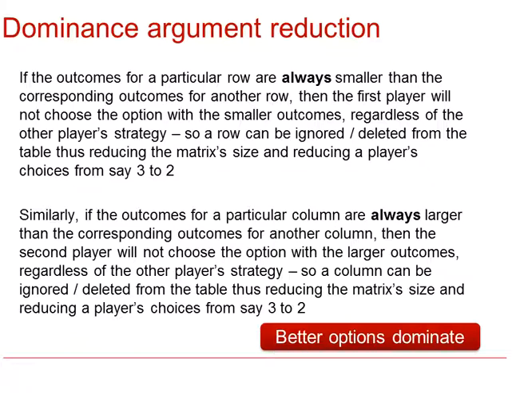Similarly, if the outcomes for a particular column are always larger than the corresponding outcomes for another column, then the second player will not choose the option with the larger outcomes, regardless of the first player's strategy. So a column can be ignored and deleted from the table, again reducing the matrix size and reducing the second player's choices from say 3 to 2. Overall then, better options dominate.